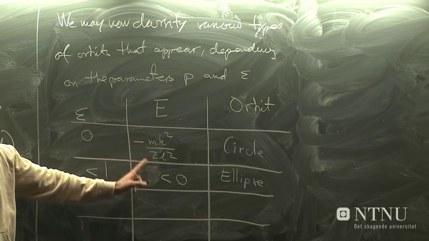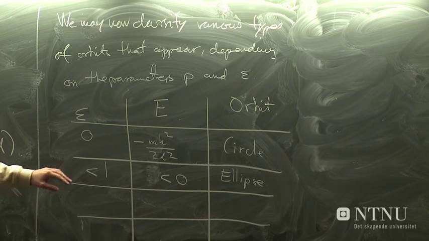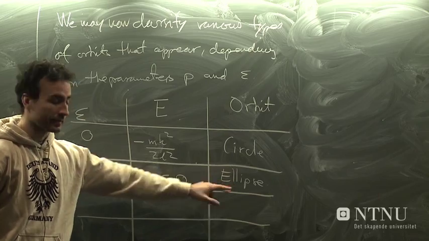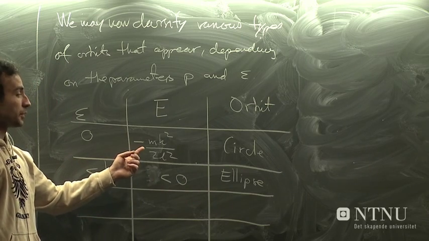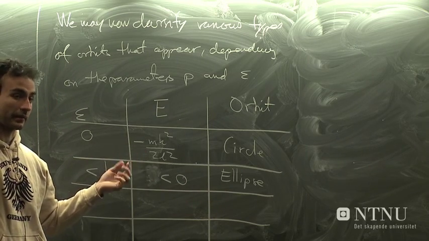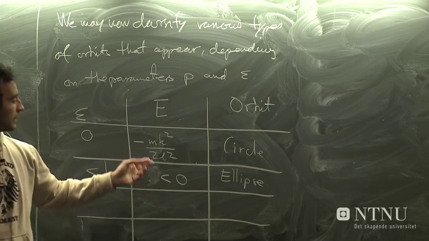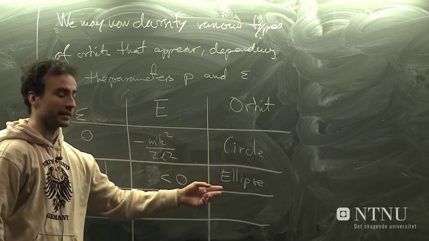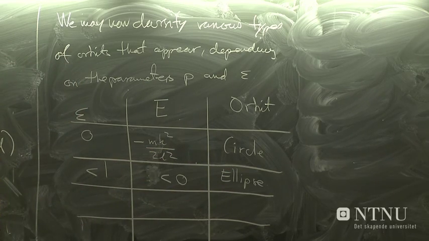So in both of these cases, in general, we get an ellipse if the energy is below 0, but for this particular value, which is a special case, a circle is a special case of an ellipse. So for this value, we get a circle. Otherwise, it's a general ellipse.